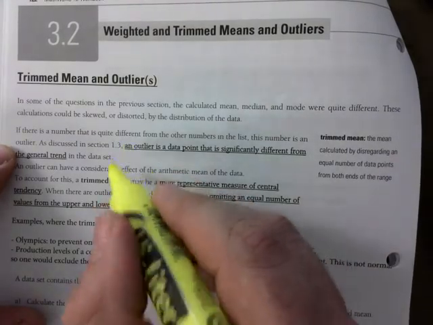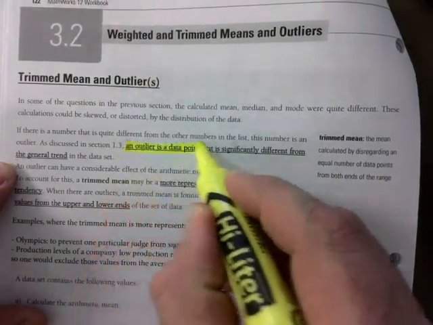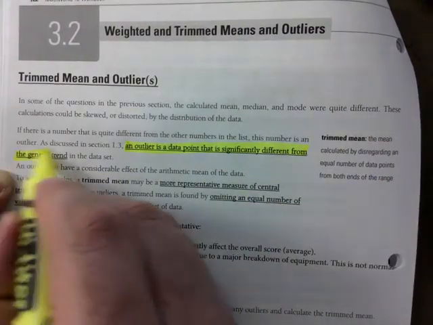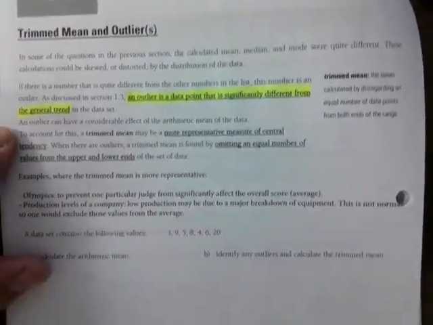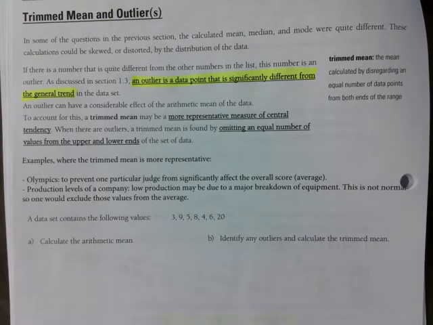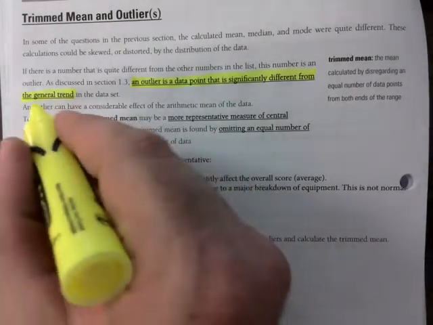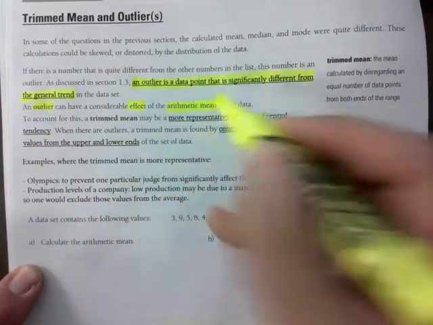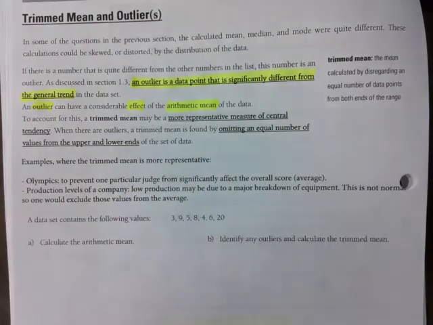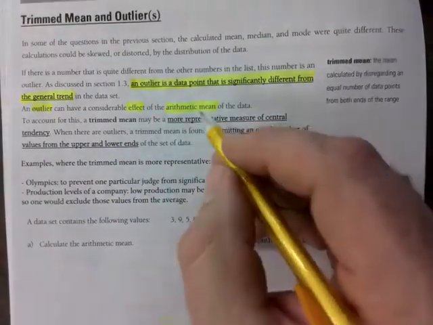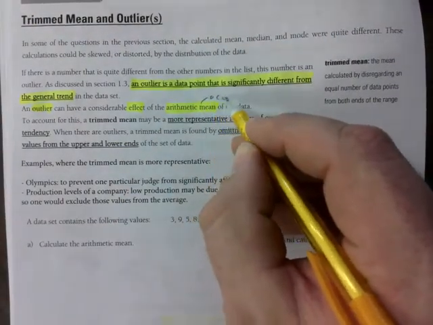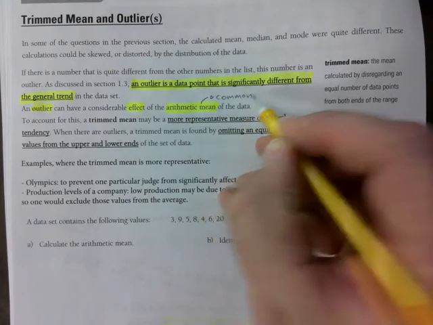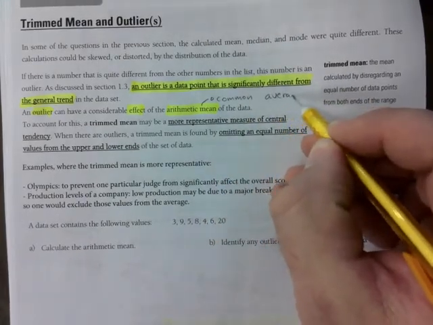So an outlier is a data point that is significantly different from the general trend. You need to know that. Okay, an outlier can have a considerable effect, right? Outliers have an effect on the arithmetic mean. That's the one we know, right? Common average, that's what that is.